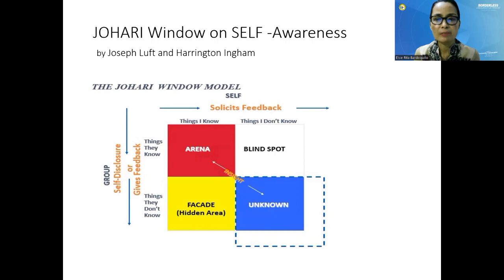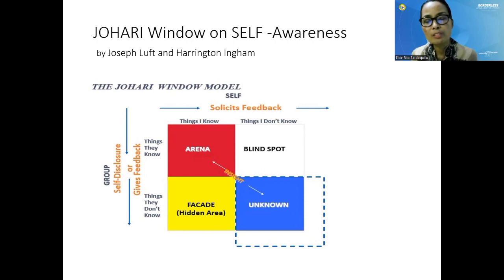According to this model, understanding the self, or enhancing self-awareness, comes with four quadrants of the self. The first quadrant would be the arena or the public self. These are the parts of the self that the person actually knows about himself or herself and the other people as well. So known to self and known to others.